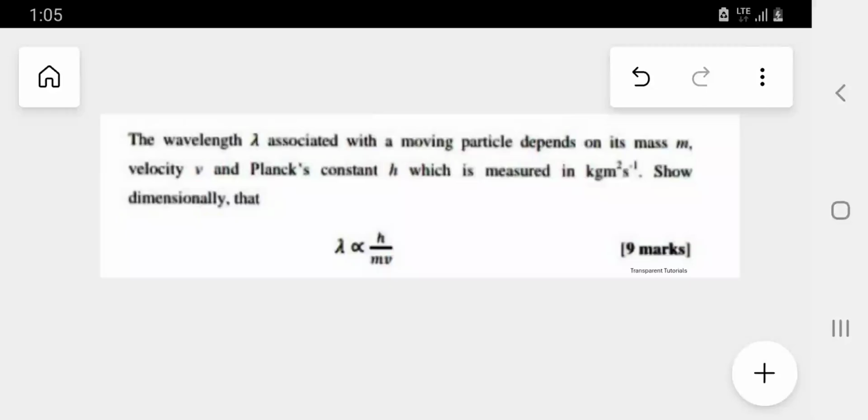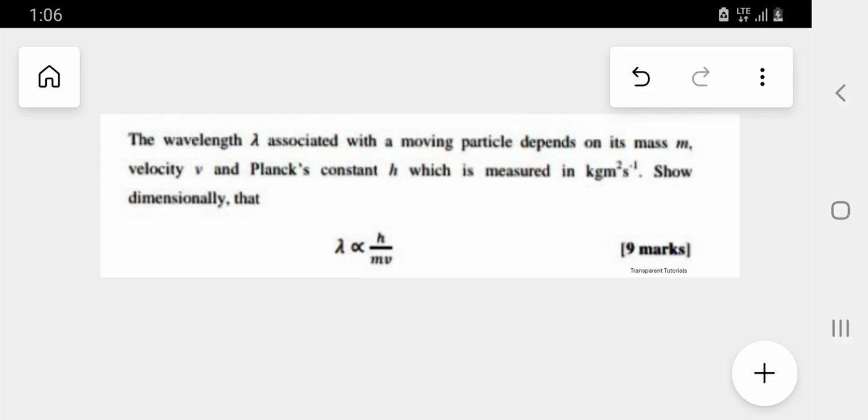Okay, so we've been given this question. The question says the wavelength associated with a moving particle depends on its mass, velocity, and the Planck's constant, which is measured in kilograms square meter per second. Show dimensionally that lambda is inversely proportional to Planck's constant over mass times velocity.